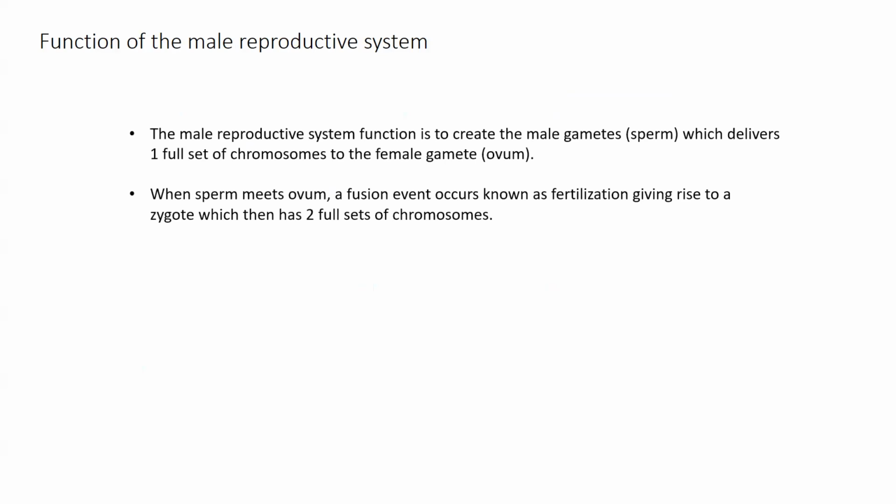On to the reproductive system. So the main function of the male reproductive system is to create the male gametes, the sperm, and then deliver them to the female gamete, or the ovum, the egg.